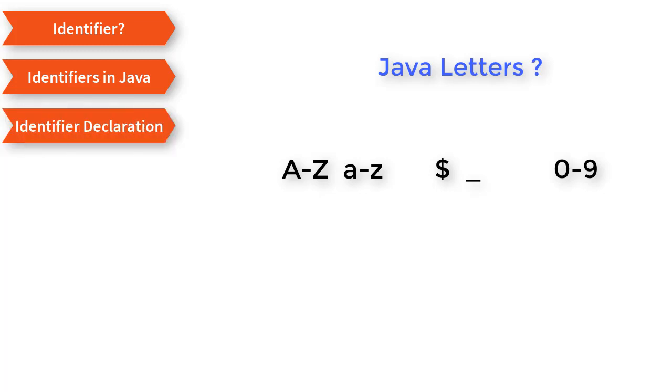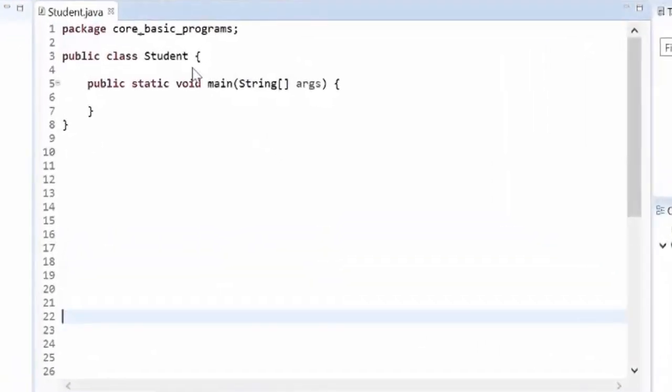So there are a few rules, or we can say protocols, that we have to obey while declaring identifiers. First, as you know, identifiers are used to name things in Java such as classes, variables and methods. Here you can see that I wrote a simple program, and these are the keywords, class and public. We'll upload a video for keywords too.